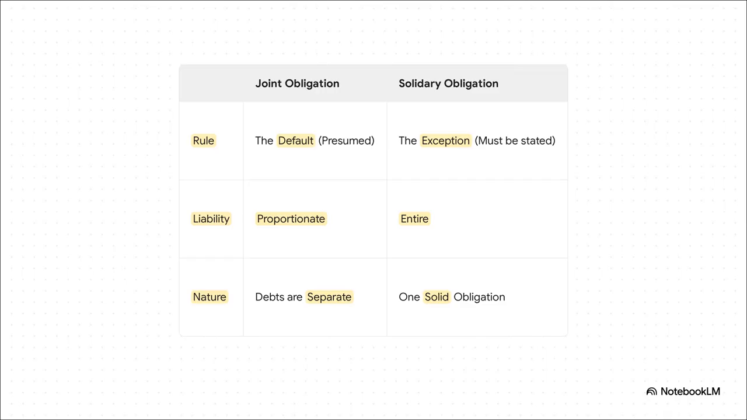Okay, let's put them head to head. This chart makes it super clear. Joint is the default, solidary is the exception. Joint means you pay your proportionate share. Solidary means you could pay the entire thing.